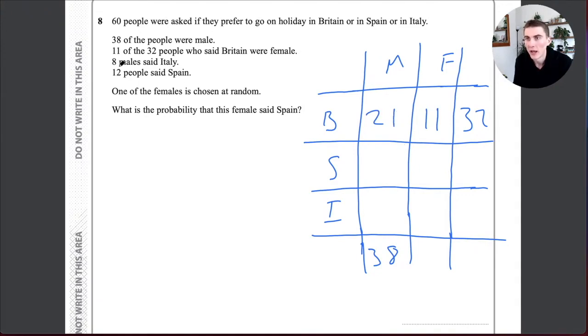Then, what have we got? So 8 males said Italy, so we can put 8 males here. And you see how now the only thing left in this column is this empty square. That means we can figure this out. So we can do 38, take away 8 is 30, take away 21 is 9, so this here should be a 9. Then 12 people said Spain, so Spain total, over here, is 12. And again, in this row now, the only empty square is this one. So 12 is the total, take away the 9 males, means there's 3 females that liked Spain.